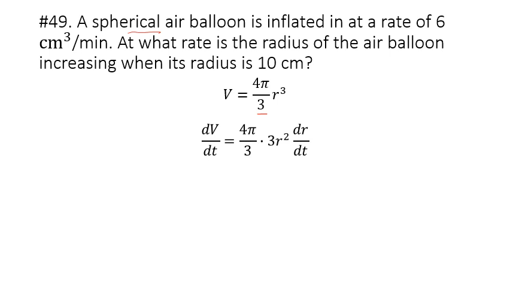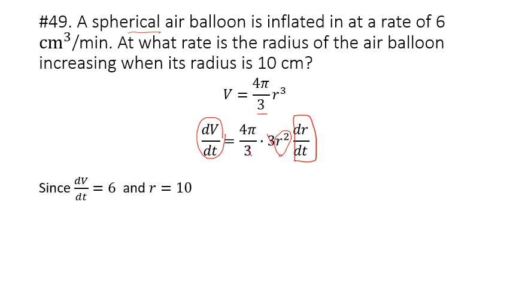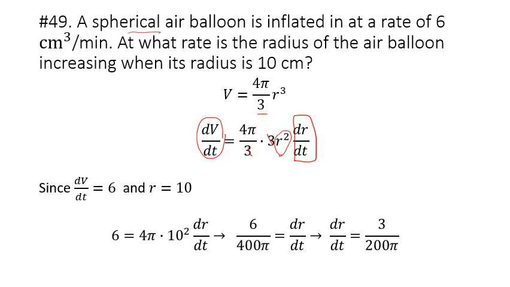The condition is they said the rate of change of volume is 6 cubic centimeters per minute, so we know this value. When the radius is 10 centimeters, so we know this. So we have to find the rate of change of the radius. So the 3s cancel out like this. Now plug in these values. So 6 equals 4 pi times 10 squared times dr over dt.